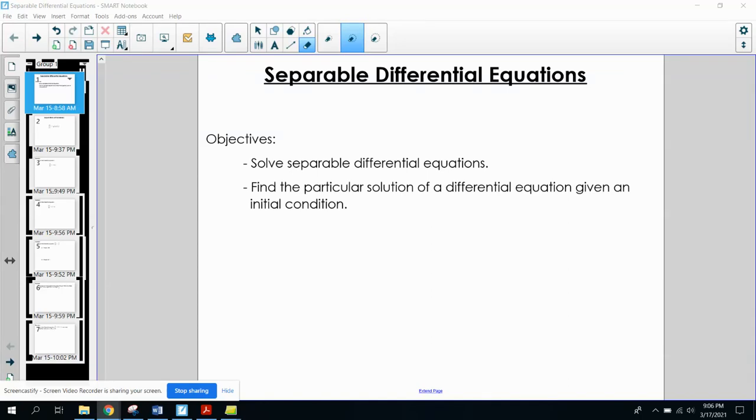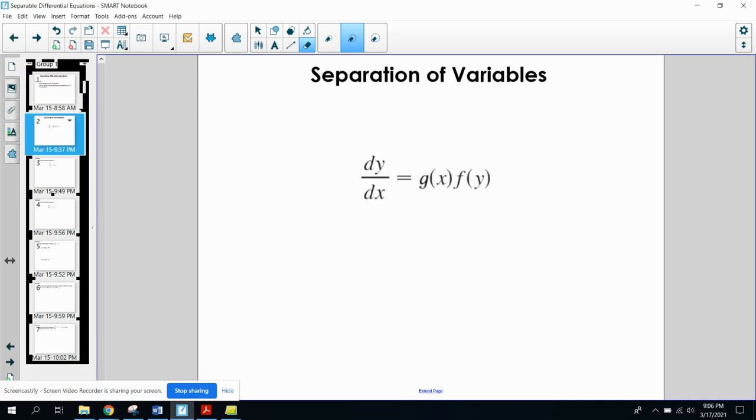In this lesson, we're going to go over how to solve separable differential equations. We're also going to talk about how we can find the particular solution of a differential equation given an initial condition. So before we can actually solve a differential equation, we want to talk about the technique we're going to use, and that's called separation of variables.